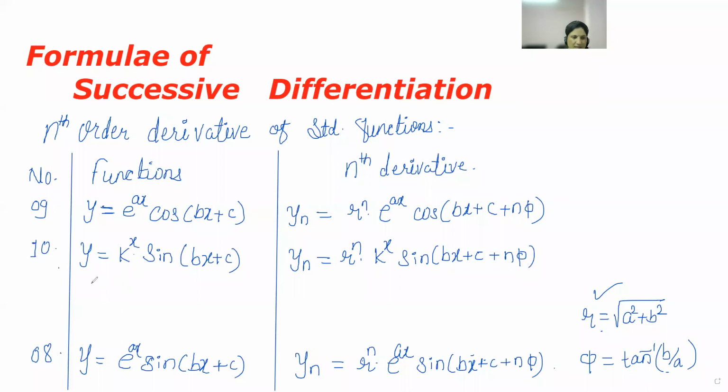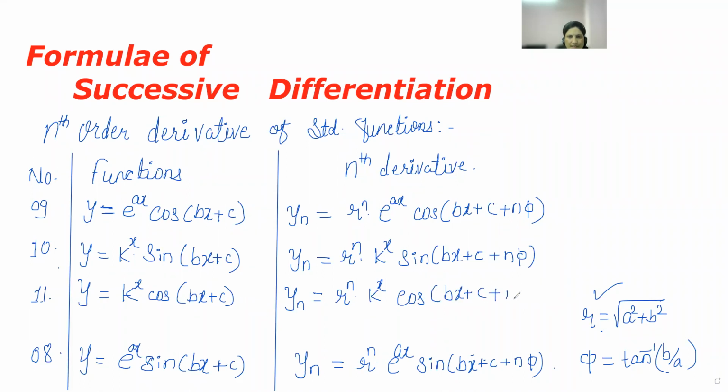Okay, then in the same way we are taking for cos: y is equal to k raised to x cos of bx plus c, then its nth order derivative yn is equal to r raised to n into k raised to x cos of bx plus c plus n phi. Again r and phi we are calculating by using this formula. r is equal to root of a square plus b square, and phi is equal to tan inverse of b by a. Okay, these are the nth order derivatives of standard functions.